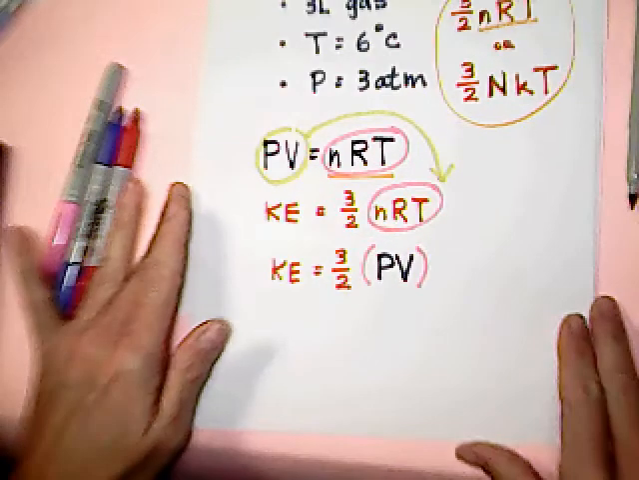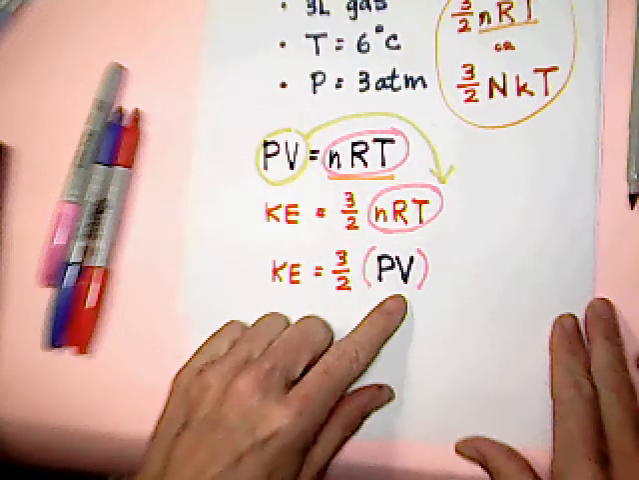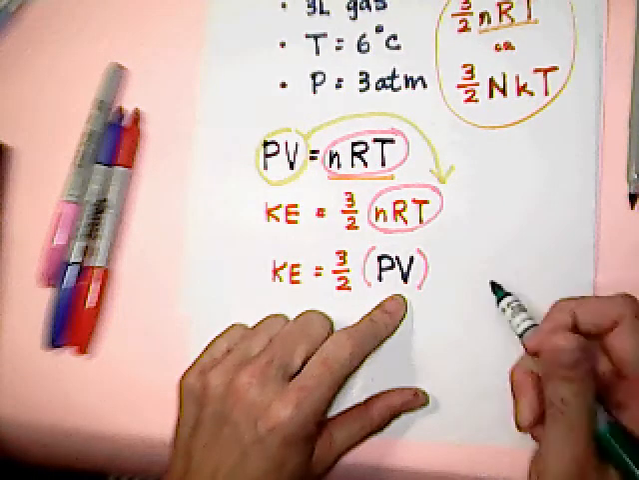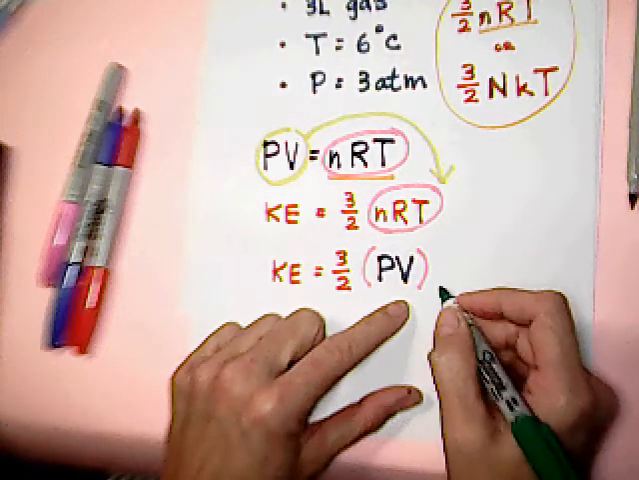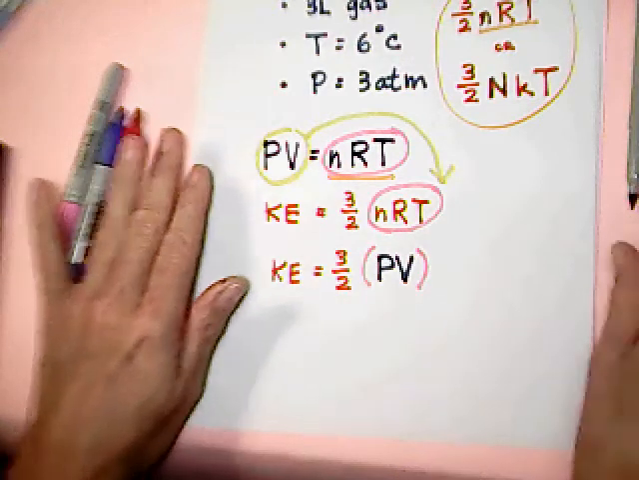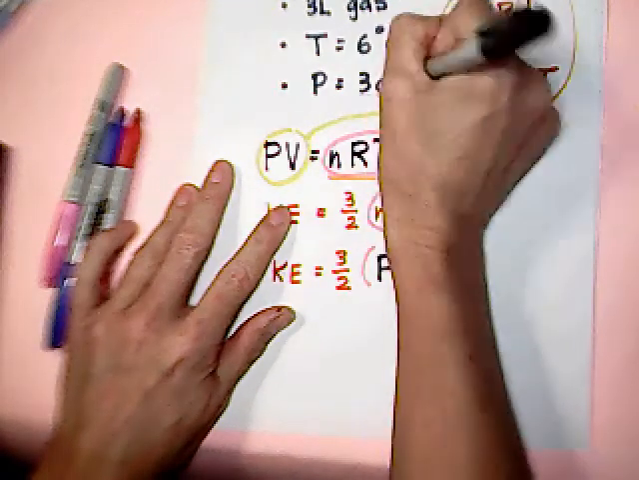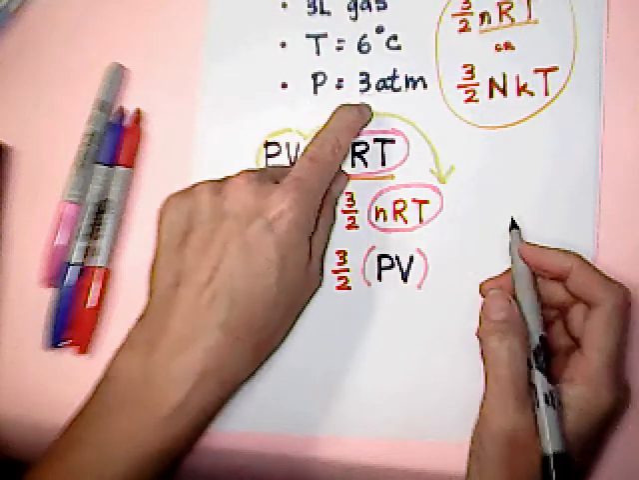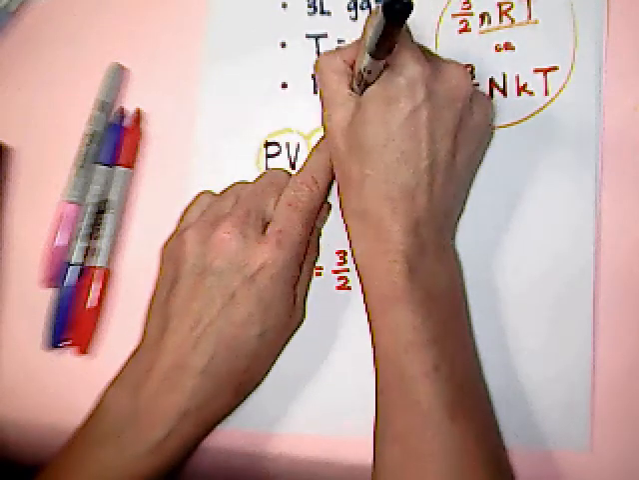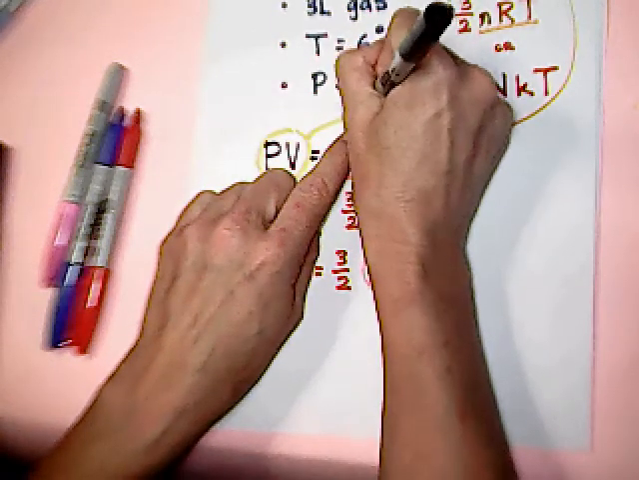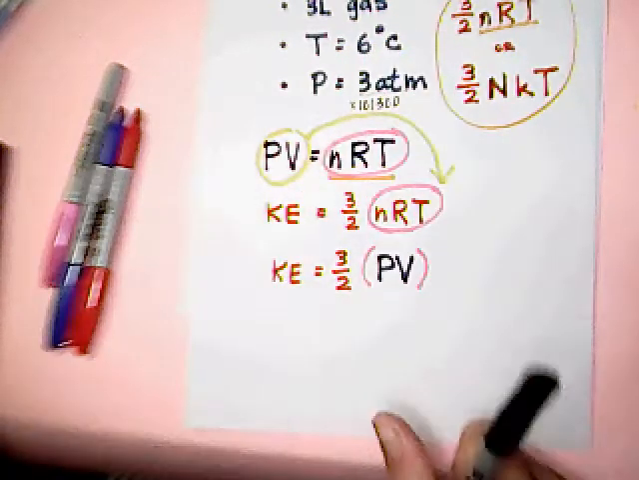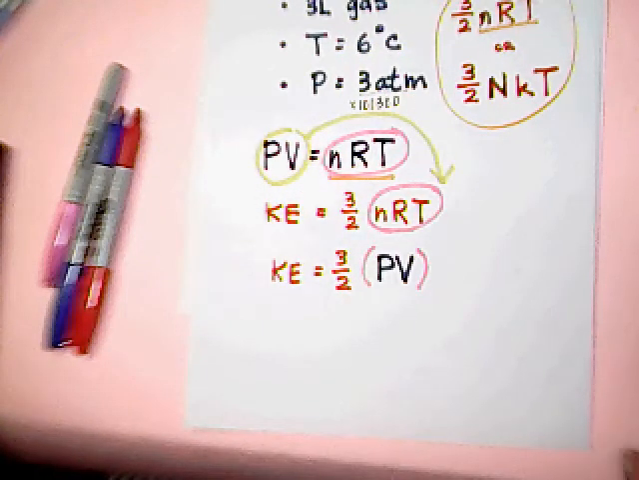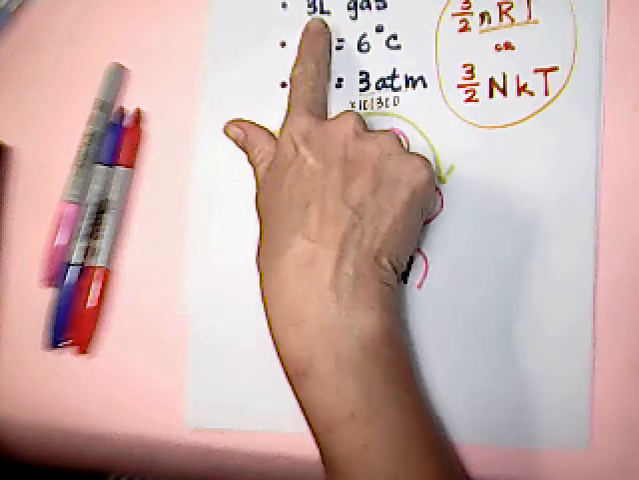The pressure was 3 atmospheres. What was the problem with that? Well, you have to convert that to pascals. Essentially all you need to do is multiply 3 times 101,300. Then your volume needs to be in meters cubed.